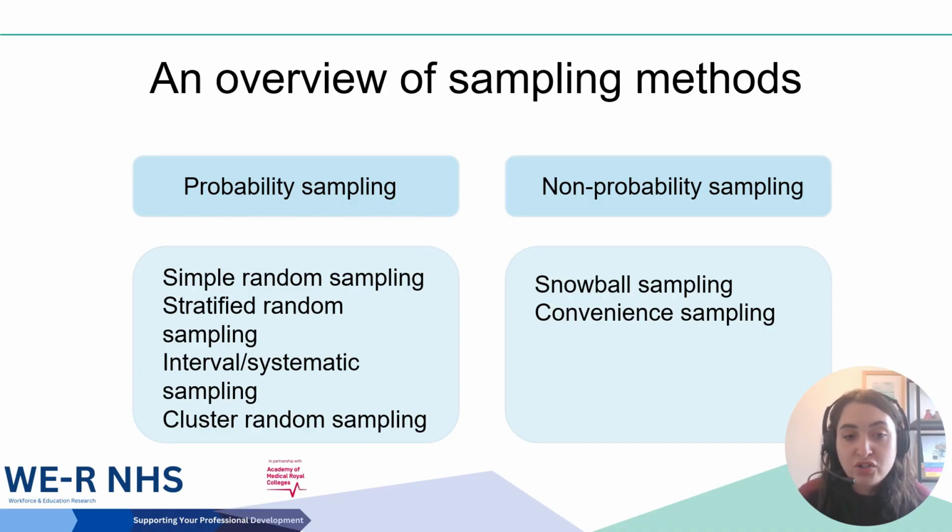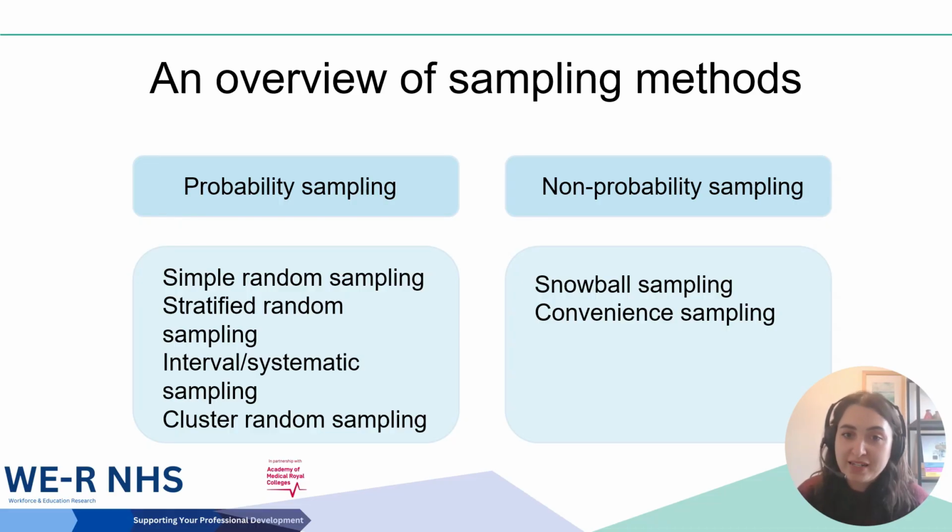So this is where you would choose, say, every 10th person from a patient list to receive a link to fill out a survey. Cluster random sampling is similar to the other approaches, but this involves dividing your larger population into smaller groups to randomly sample from. So this could be certain neighbourhoods, certain GP practices, or certain schools.